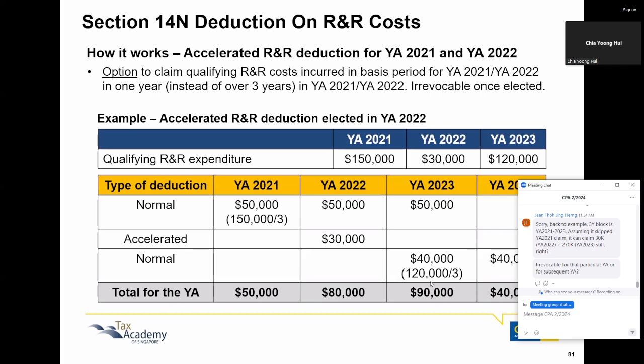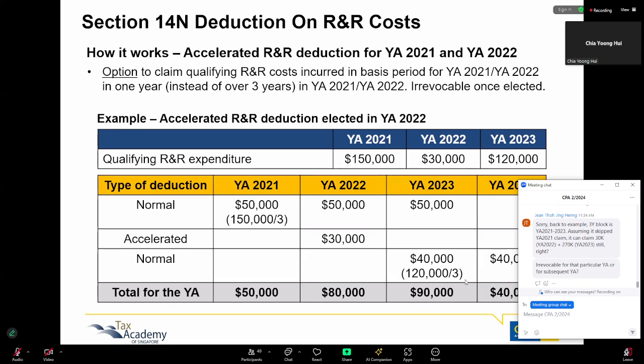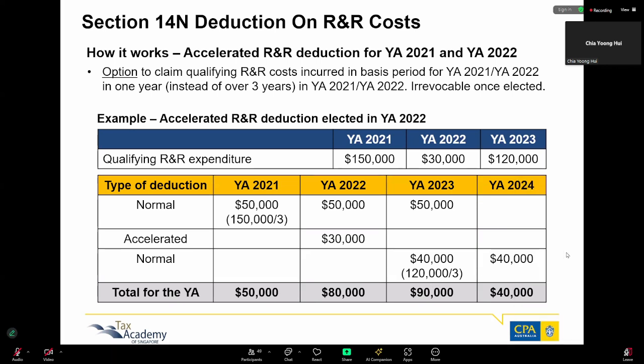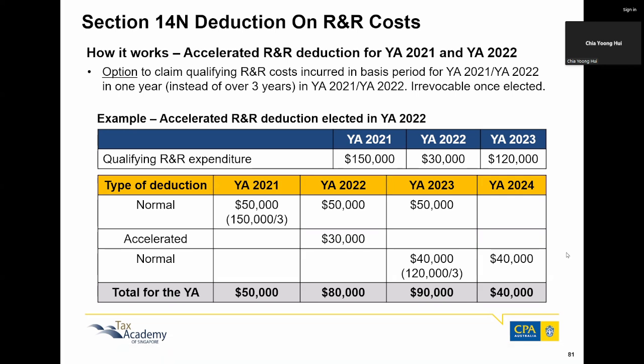Rebecca. Yes. For clarity again, the same question. It doesn't matter whether we select accelerated or spread to 3 years. The limitation on the YA 2023 of 120,000 will stay, even if I incur 300. I'm sorry, your question again. It doesn't matter whether the company has claimed accelerated, or you spread into 3 years.